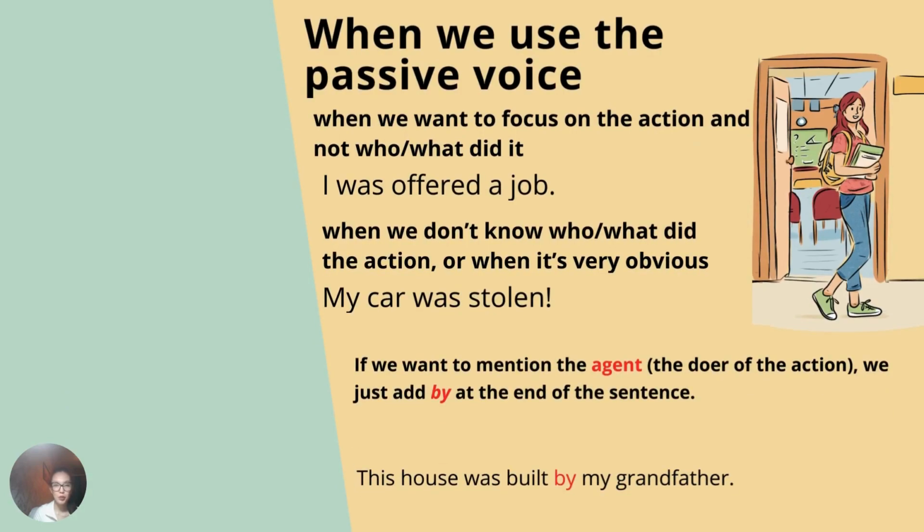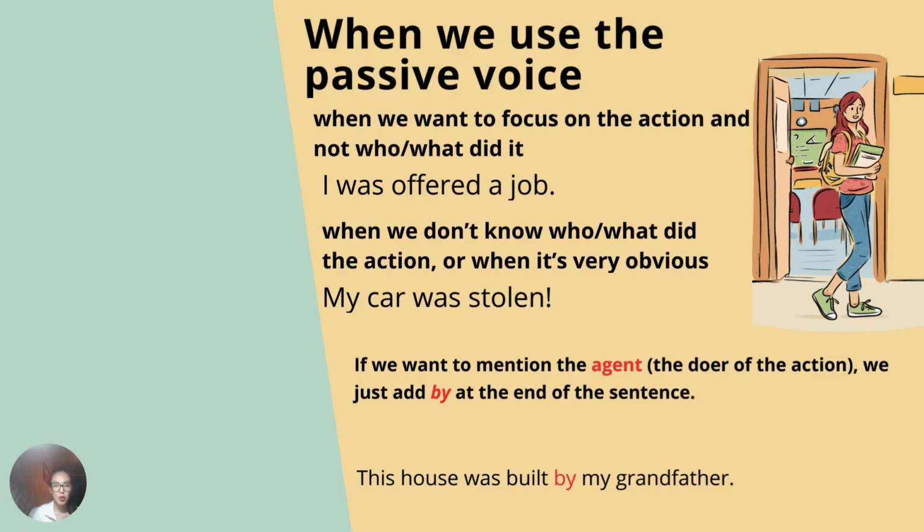We use the passive voice when we want to focus on the action and not on who or what did it. For example, I was offered a job. We don't know who did it. We also use it when we don't know who or what did the action, or when it's very obvious. My car was stolen. We don't know who did the action, and it's obvious. We see, my car was stolen.